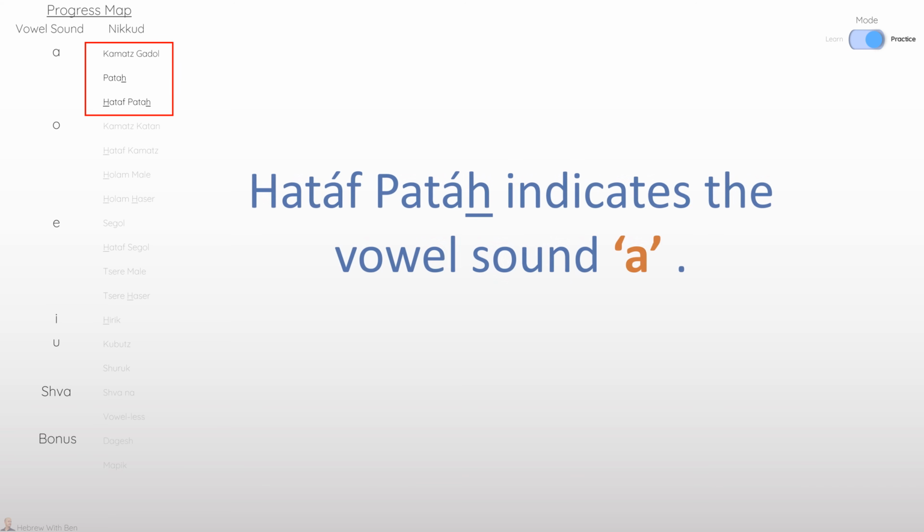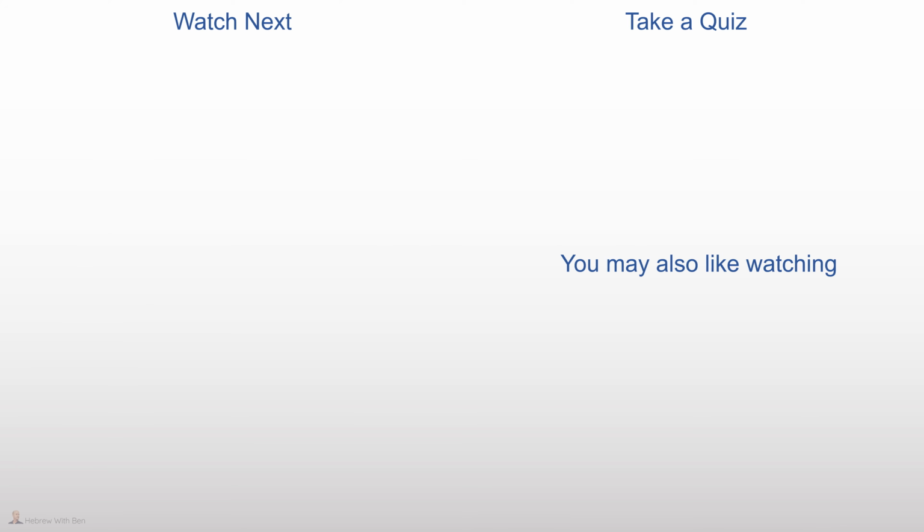To conclude this Nikkud sign, we learn that similarly to Kamatz Gadol and Patah, Hataf Patah also indicates the sound of A. For this Nikkud sign, there will be no word practice, but you can find more practice materials in the description of this video. Later in this course, we will read a lot together and you will see Hataf Patah again.